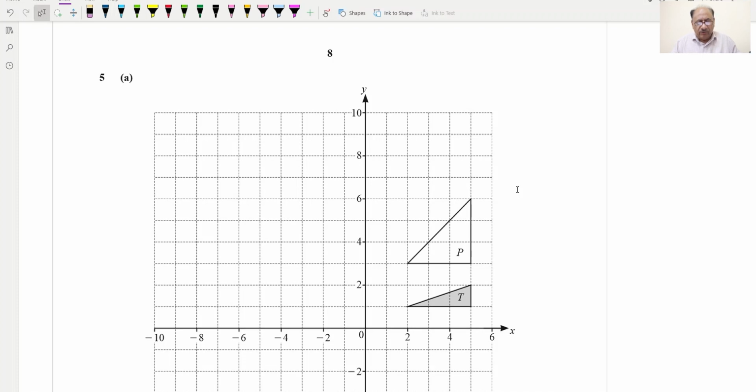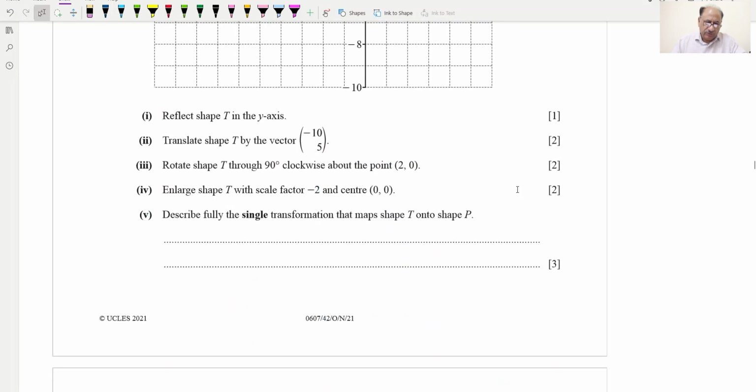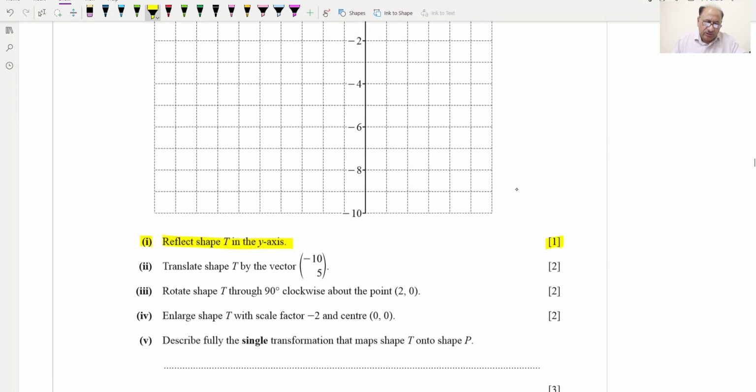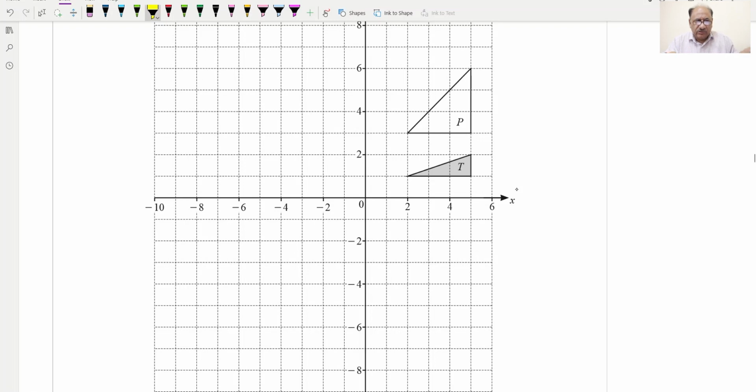So question number 5, A part is a transformation question, and triangles P and T are provided, with a grid. Now part 1: reflect shape T in the y-axis, and this is a 1-mark question. Y-axis is basically this one. So we will be reflecting, and for the points, this distance is 2 units, so we take 1 and 2 units, so this will be our mark.